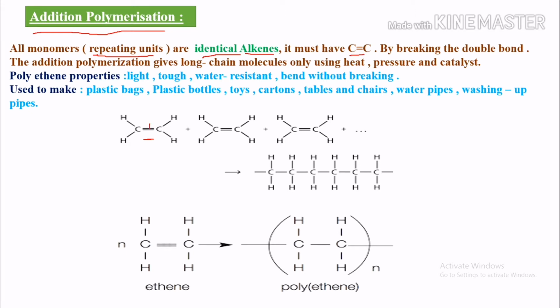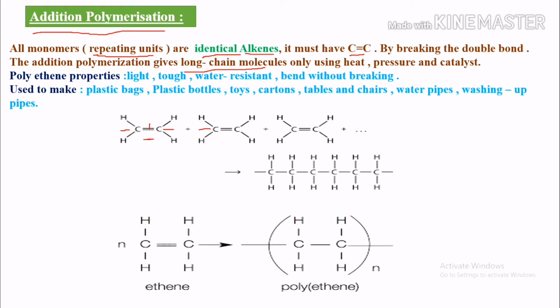When we start to break the double bond, each carbon atom will have excess single bond. So we will start to use the excess new single covalent bond for making polymers, for joining all the monomers together to form the new polymer. Addition polymerization gives very long chain molecules by using heat, pressure, and catalyst.